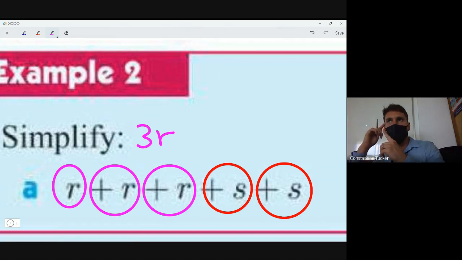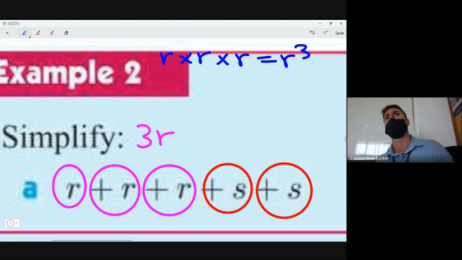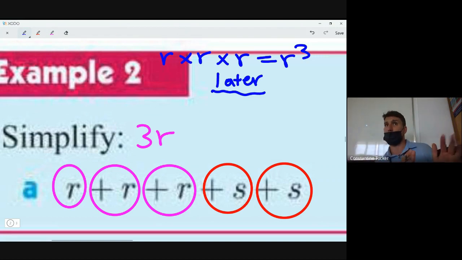The thing you're thinking of about the power, that happens when we have multiplication. So if we had, for example, r times r times r, then that would be r cubed. That would be r with a little power, but something like that will be covered a little bit later. So don't worry about it for now. For now, we'll only have to add.